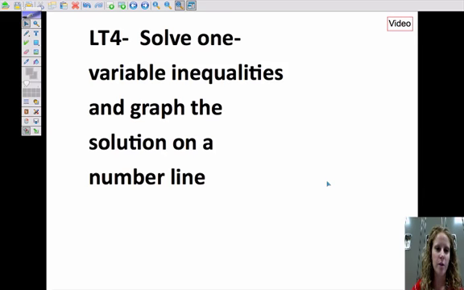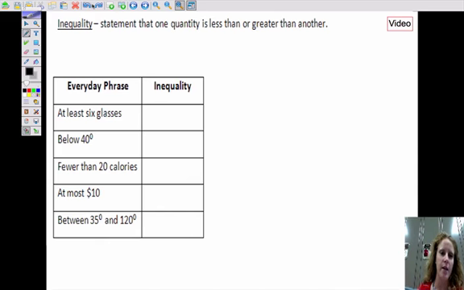We're going to talk about learning target 4. So we have solved equations now. We're moving on to solving inequalities, and graphing those solutions on a number line. So let's start by defining an inequality. An inequality is a statement that one quantity is less than or greater than another.